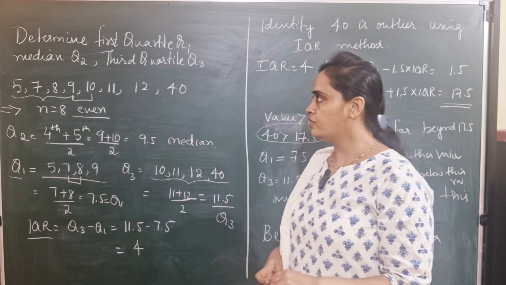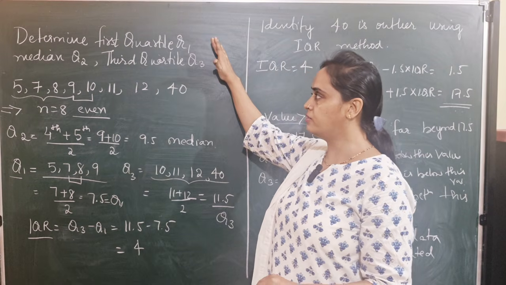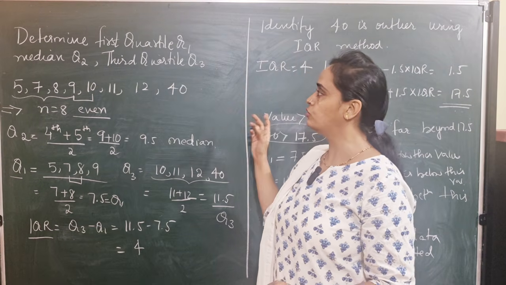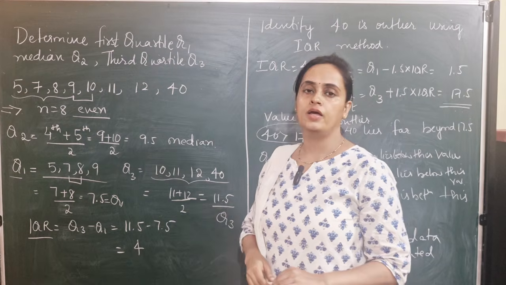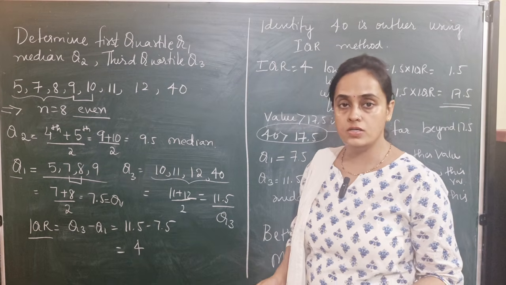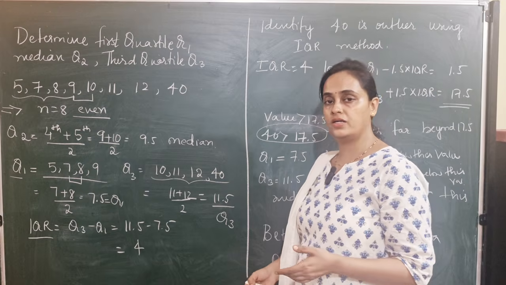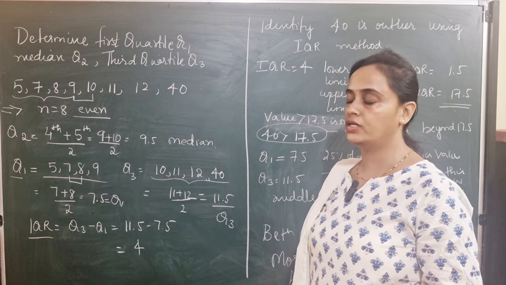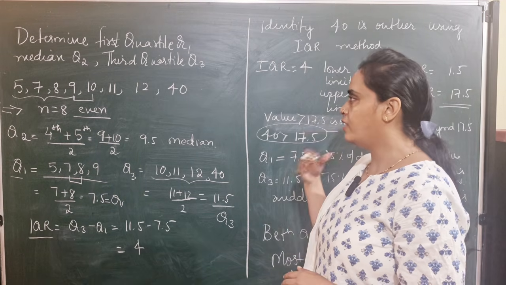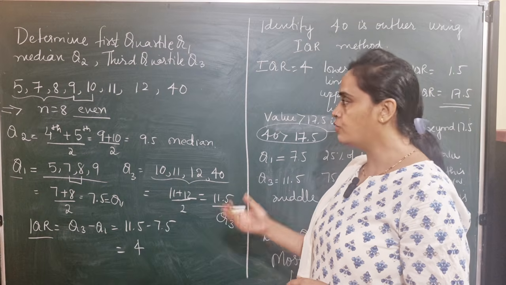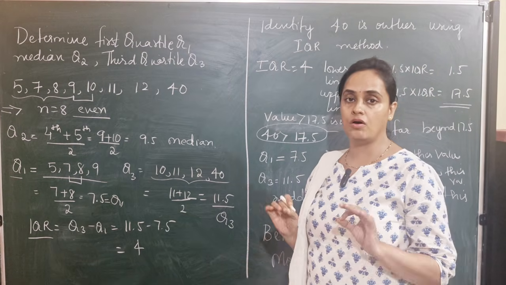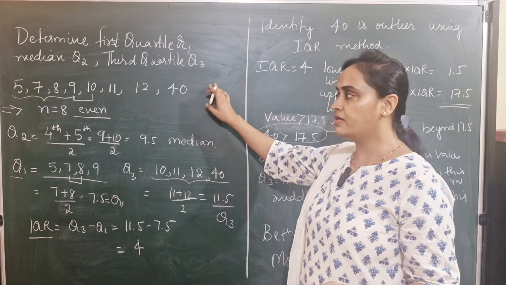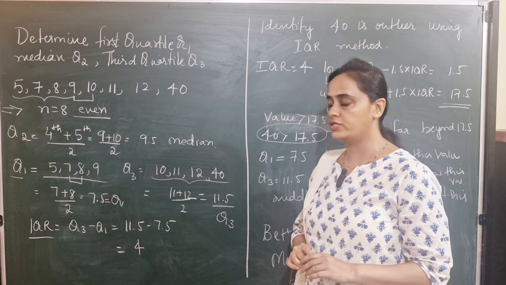So starting with the first problem, the problem says determine the first quartile Q1, median Q2, third quartile Q3. This problem will combine two different concepts, that is identifying the interquartile range, and after finding the interquartile range, understanding any number given in the data set, how to identify whether it is an outlier or not an outlier. So the data set given is 5, 7, 8, 9, 10, 11, 12, 40.